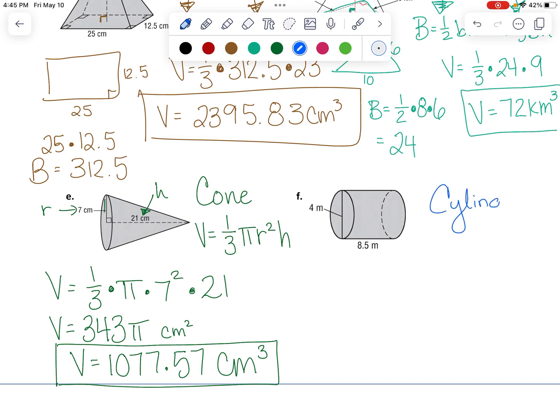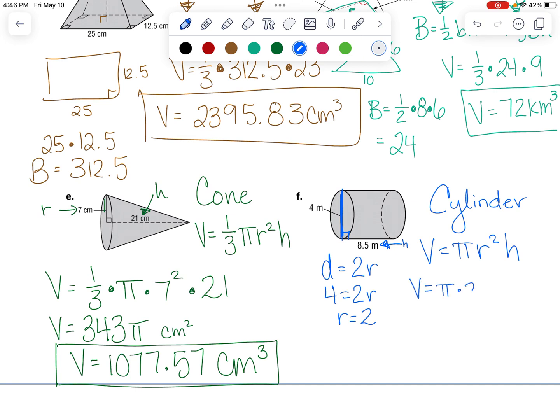Okay, last one on the front page is a cylinder. Cylinder volume is pi r squared h. I'm given a diameter right here. Diameter is 2 radii, so 4 is 2 times the radius, therefore the radius is 2. This goes up the edge of the cylinder, and it appears to be a right cylinder, so yes, that is the height. Volume equals pi times 2 squared times 8.5.